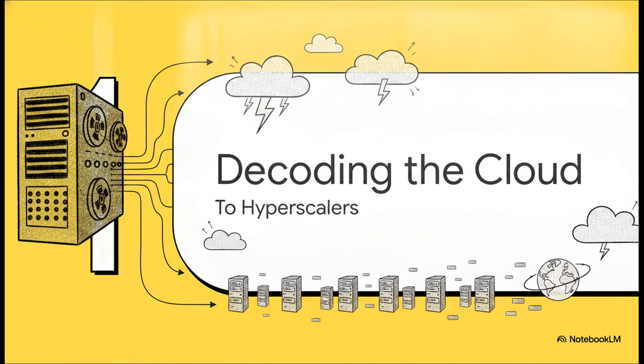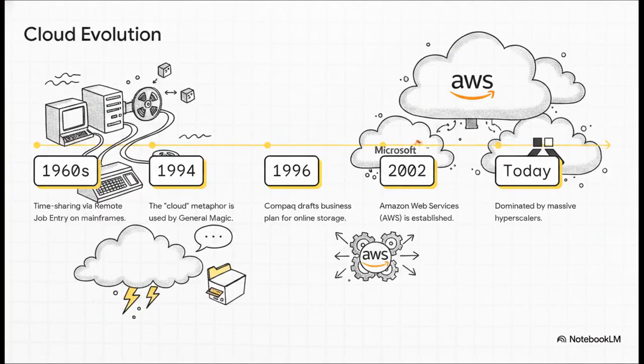Section 1. Decoding the cloud, from mainframes to hyperscalers. To really grasp what the cloud is today, we have to look at how we got here. And the foundational idea, it actually isn't all that new. Back in the 1960s, users were already doing a form of time-sharing through remote job entry on these massive room-sized mainframes. But the actual cloud metaphor, that dates back to 1994.